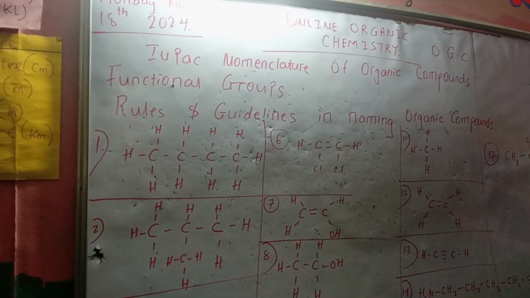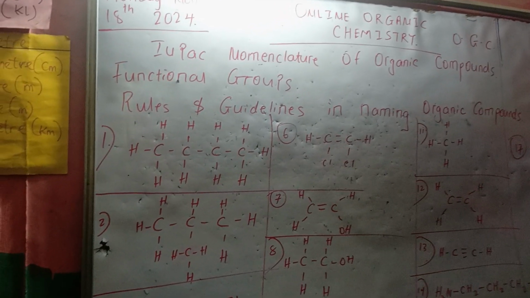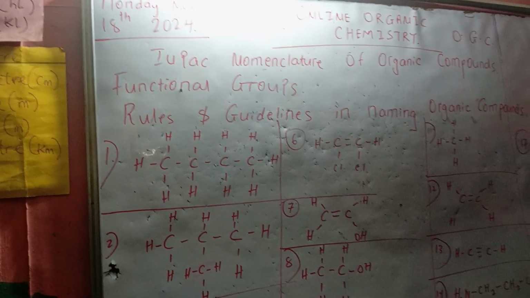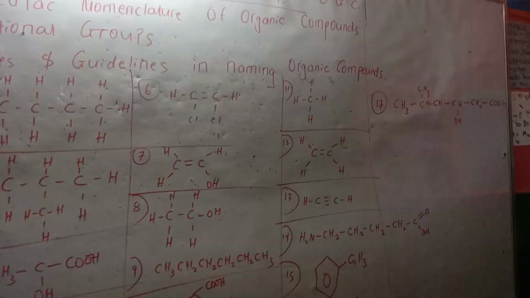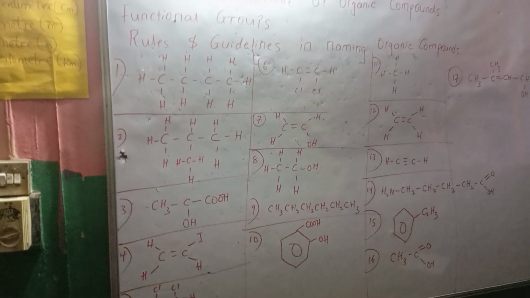Today, I'll be taking on organic chemistry, and I'll be going to one of my favorite aspects of chemistry, which I used to call OGC. Today, we're not treating calculations. So, without wasting much of your time, let's go. We have 17 compounds to name, and hopefully, by the end of these 17 compounds, you would have understood another aspect of organic chemistry properly.